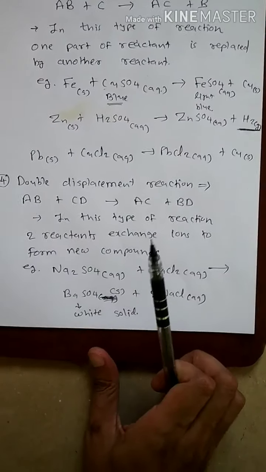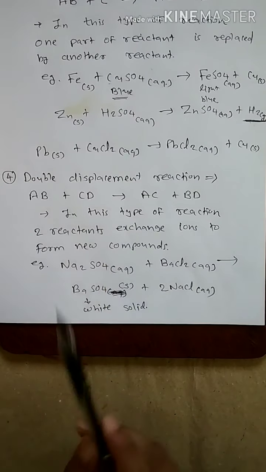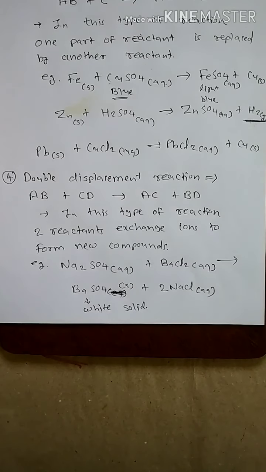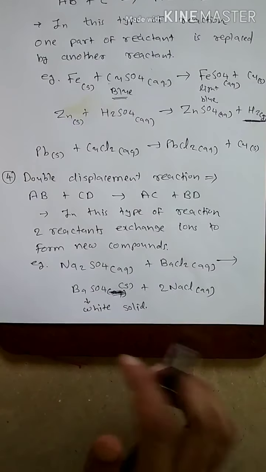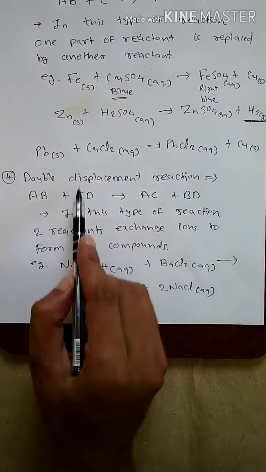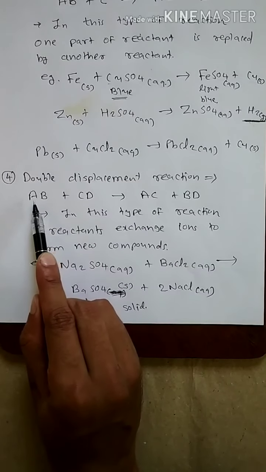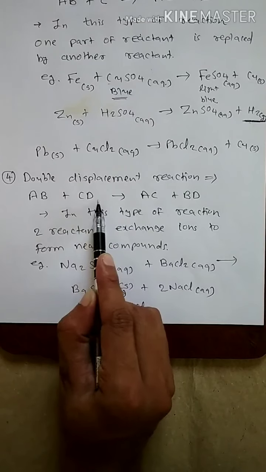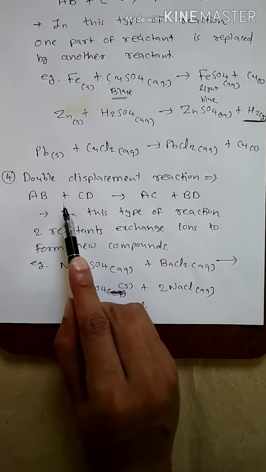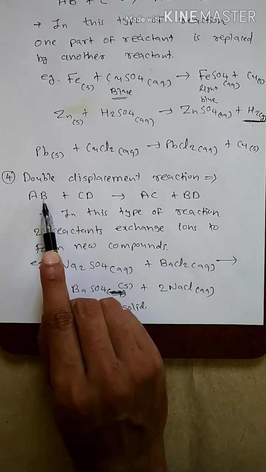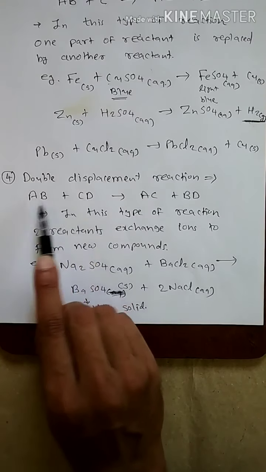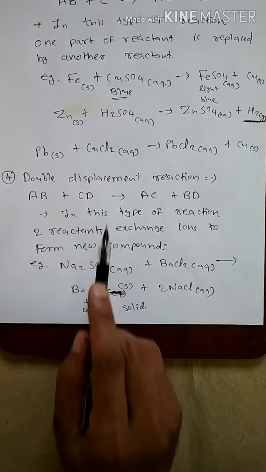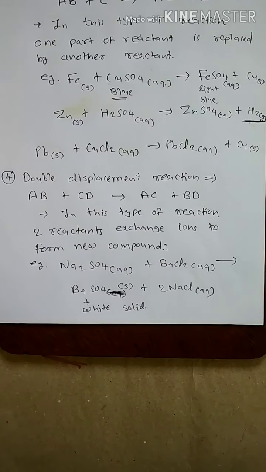Now the last type is double displacement reaction. Last type for today, it is double displacement reaction. Now what is double displacement reaction? Displacement will be double. So general form is AB plus CD, it will give you AC plus BD. Here you can see B and C, they are changing their place, as well as A and D, they are also changing their place. So it is double displacement reaction.